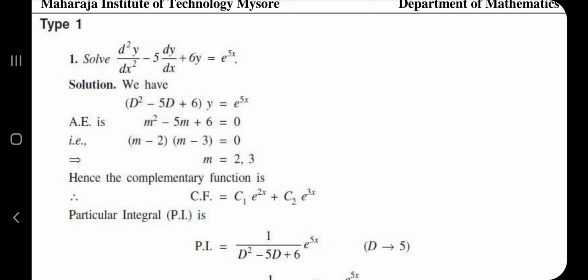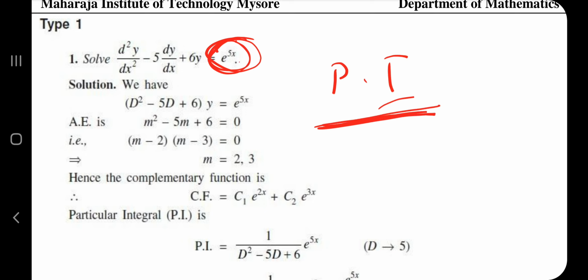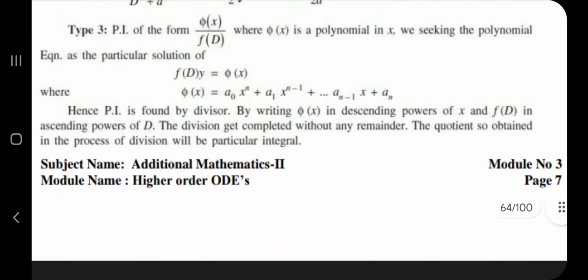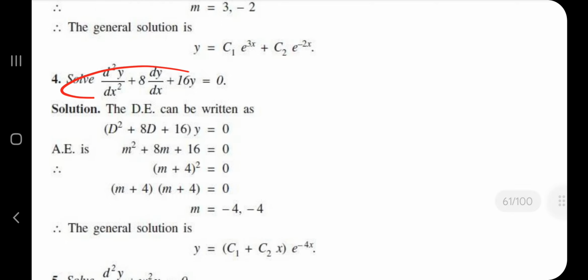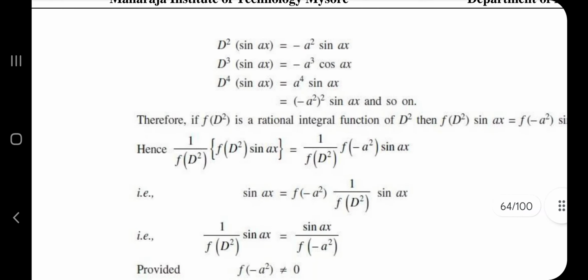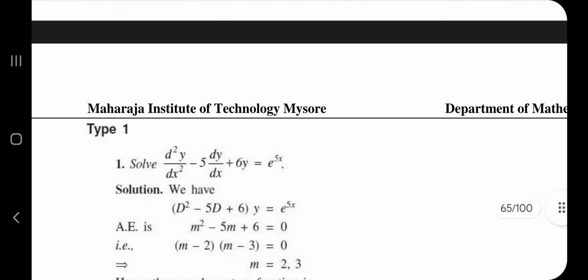So the question is given as follows, and the right side is not equal to 0. Whenever it is not equal to 0, you have to find the particular integral. That's why this topic is there. In the previous questions, if you observe carefully, whatever question was solved in the first half of the module was equal to 0, but here it is equal to something else. Therefore we need to find the particular integral.